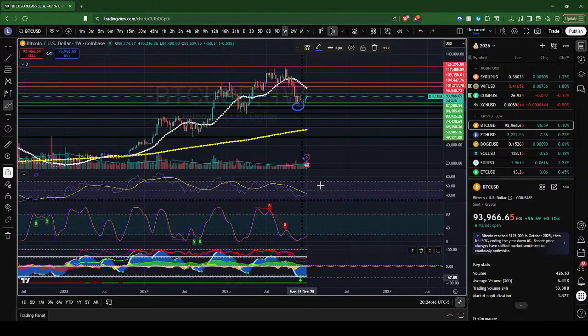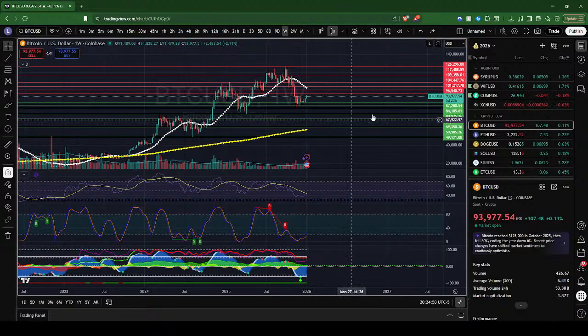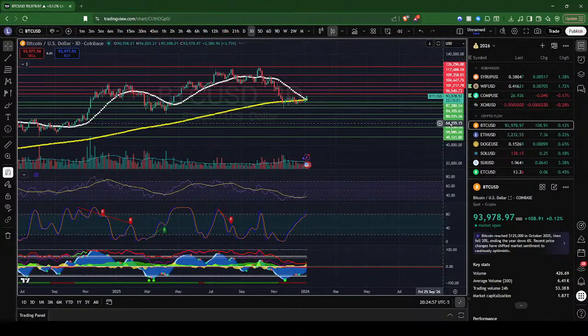But this green dot only means that there was some kind of reversal here. That does not mean that we're out of the woods just yet. There's a lot of red that we have coming up. So we'll go into what exactly this means. And in order to do that, let's zoom into the 3-day chart.